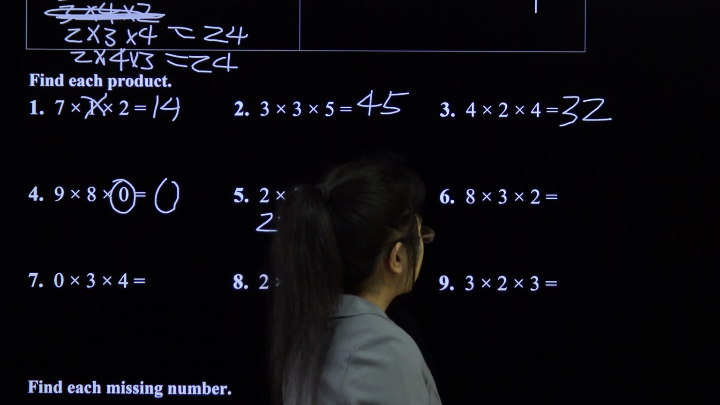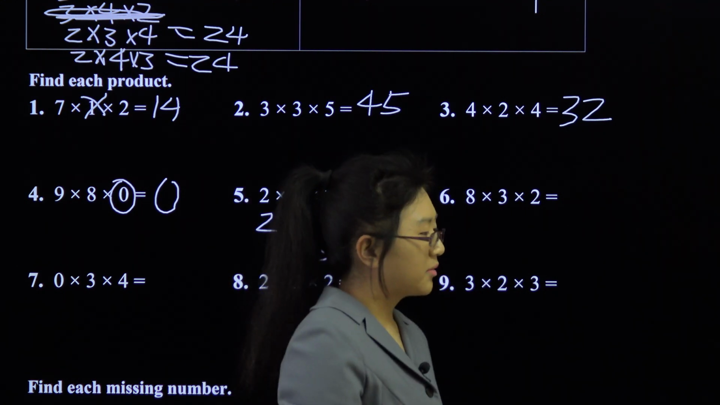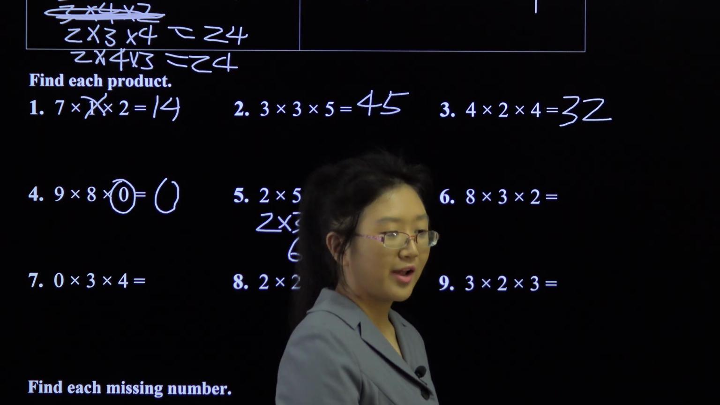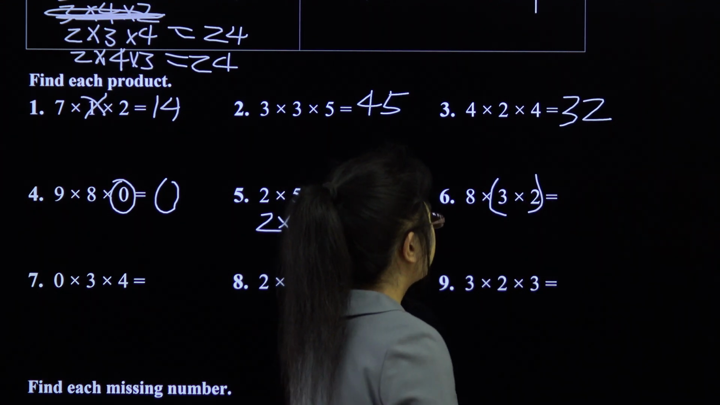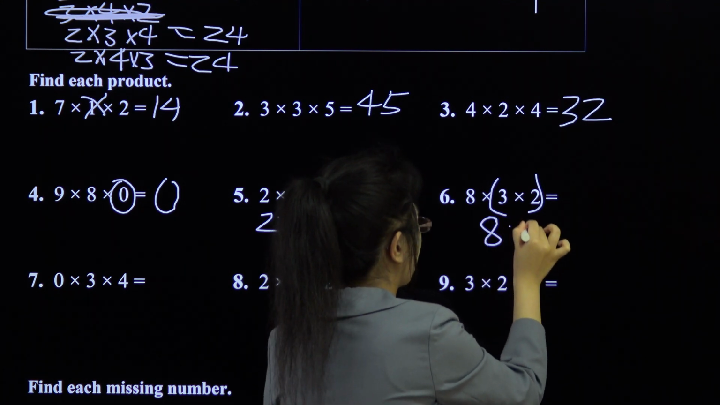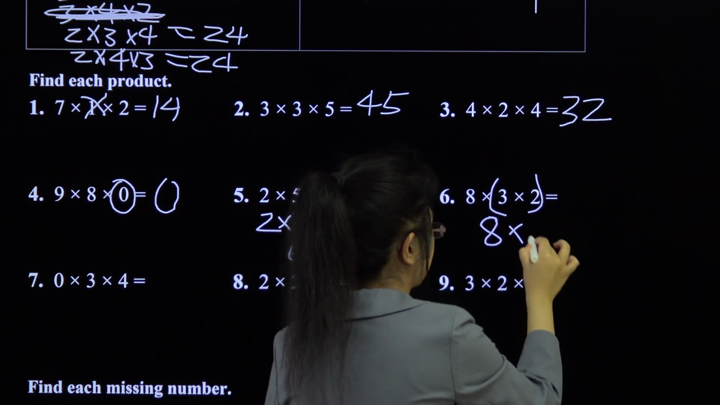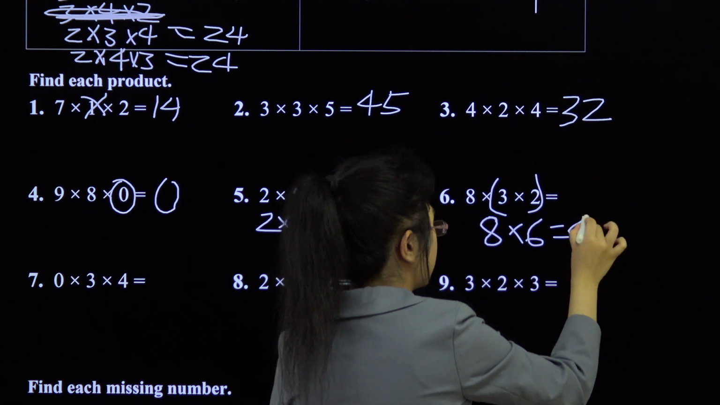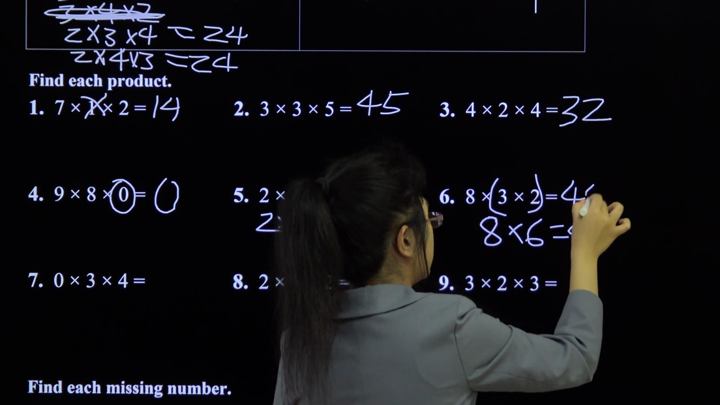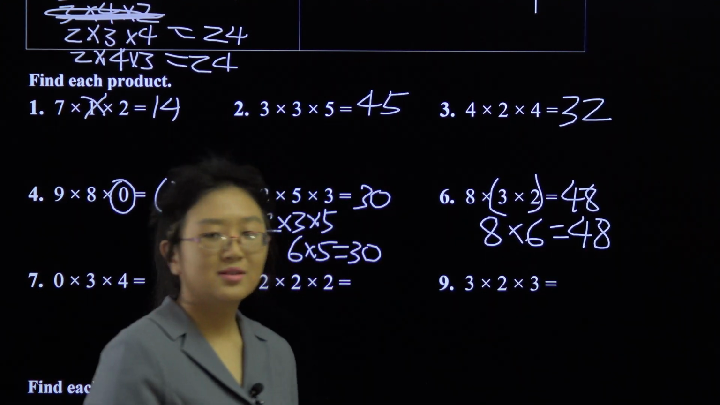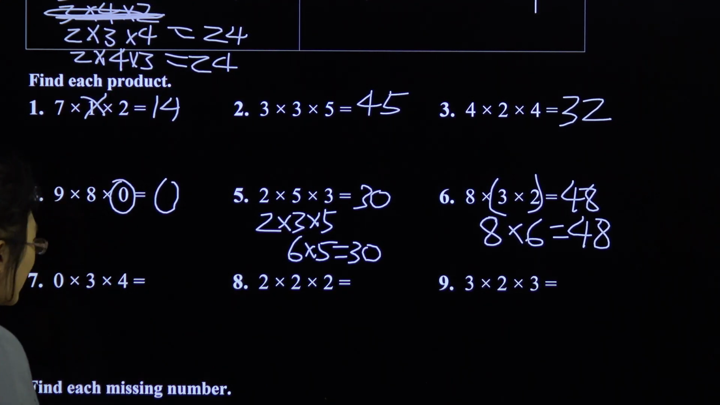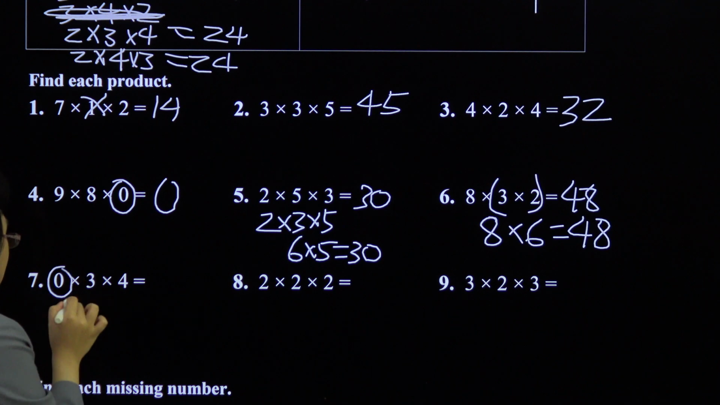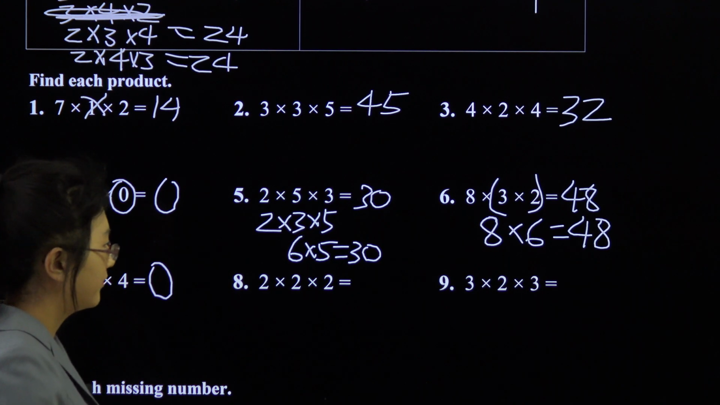8 times 3 times 2. Well, 8 times 3 is 24, and you haven't really learned how to deal with that yet. So, associative property, you could do this. And you end up with 8 times 3 times 2 is 6. 8 times 6 is 48. Which you guys, well, multiplication table, kids. 0 times 3 times 4, again, there's a 0. The entire thing's just 0.